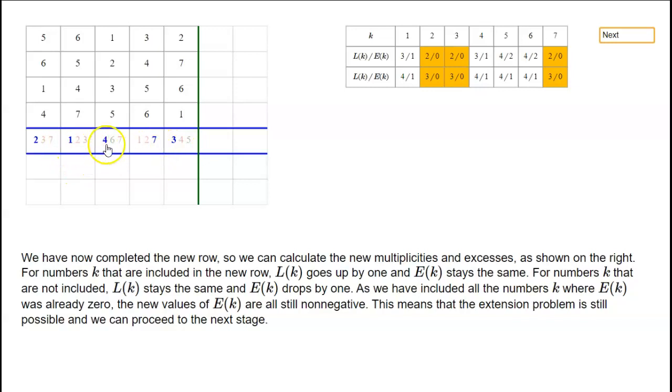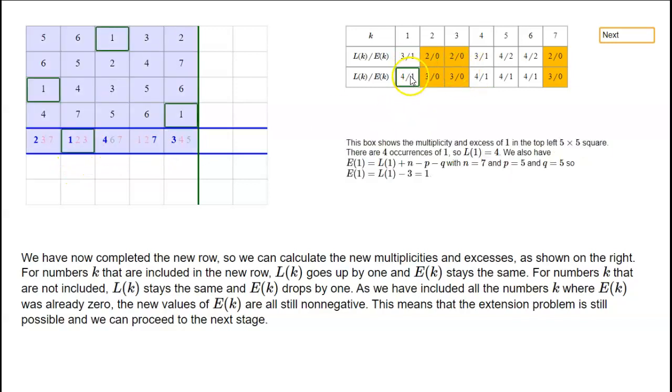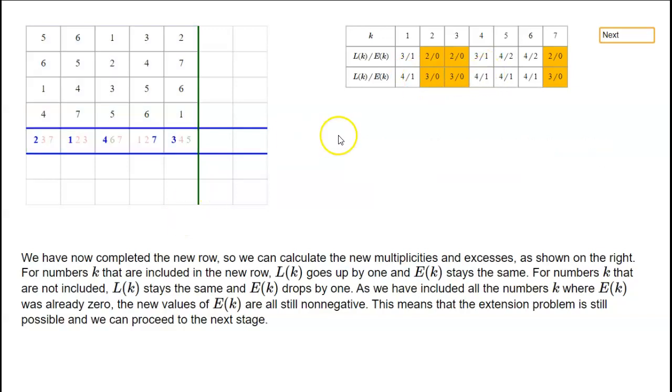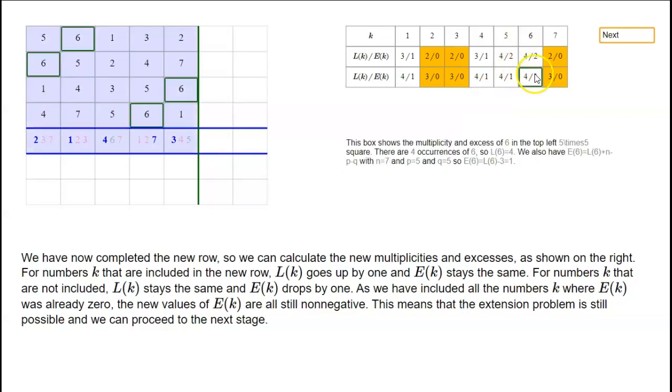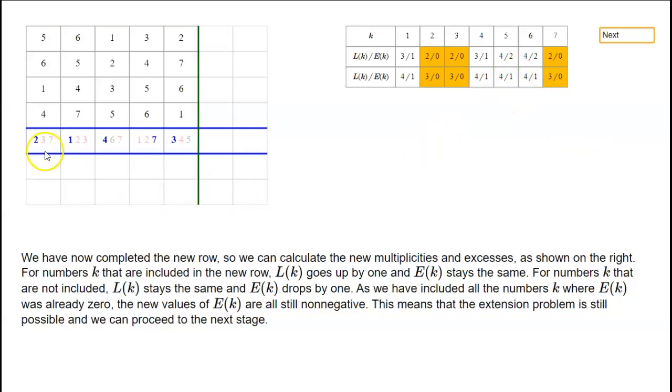Yeah, and we also put in a 1 and a 4, so the excess for 1 and 4 doesn't change either. It stays at 1. But the things that we didn't put in here, we didn't put in a 5 or a 6, so the excess for 5 drops from 2 to 1. Excess for 6 drops from 2 to 1, but that's okay because it's still positive. Okay, so this new row is good.